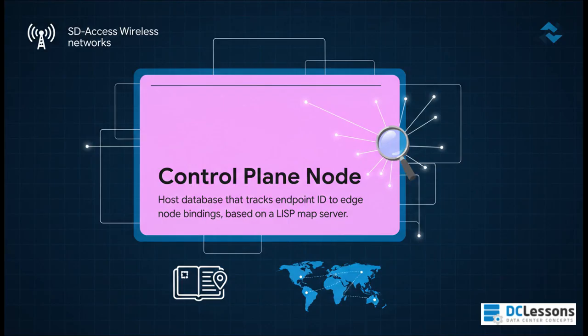So what exactly is this control plane node? Well, at its core, it's just a huge database that keeps track of every single device on your network. It knows which user or device, the endpoint ID, is connected to which network switch, or edge node. It does this using a protocol called LISP, which stands for Locator/ID Separation Protocol. Honestly, the easiest way to think about it is like a DNS for your local network. It maps a device's permanent identity to its current physical location. This is what lets you roam around seamlessly.